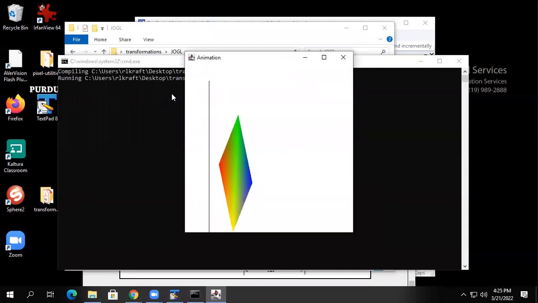Now what happened here? It looks real distorted. What did I do wrong?